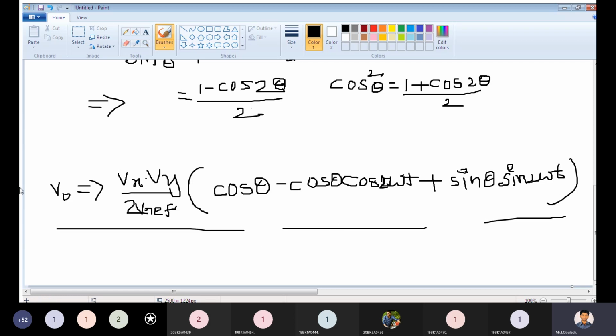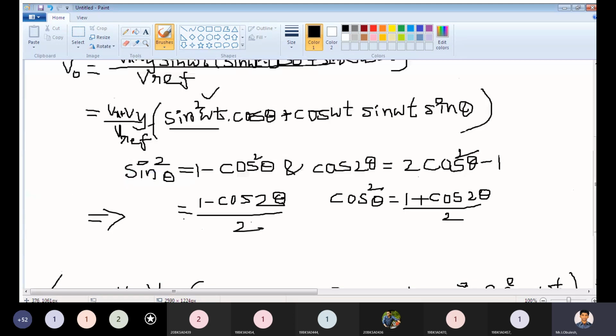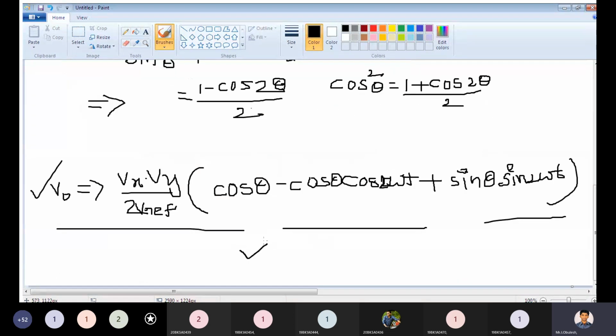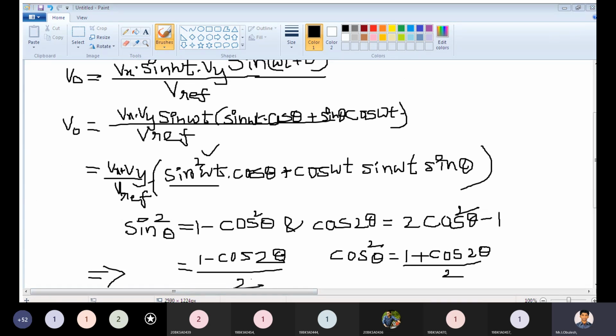Don't write this expression directly, just keep it in mind. First you need to substitute this in this equation, then you will get this. Now, up to now clear? In the next class, tomorrow's class, we will discuss the divider.